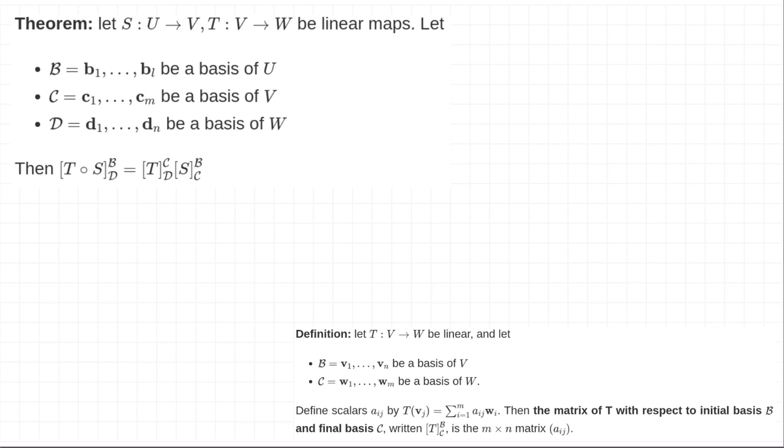Here's the formal statement of what we're going to prove, and it uses exactly the same notation and setup as on the previous slide. We take S to be a linear map from U to V, T to be a linear map from V to W, and we choose bases B, C, and D for the vector spaces U, V, and W respectively. Then the theorem claims that the matrix of T composed with S with respect to initial basis B and final basis D is equal to the matrix product of the matrix of T with respect to initial basis C and final basis D, and the matrix of S with respect to initial basis B and final basis C.